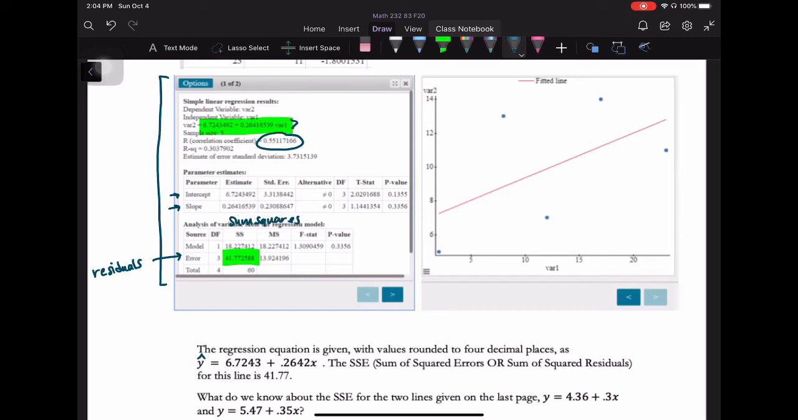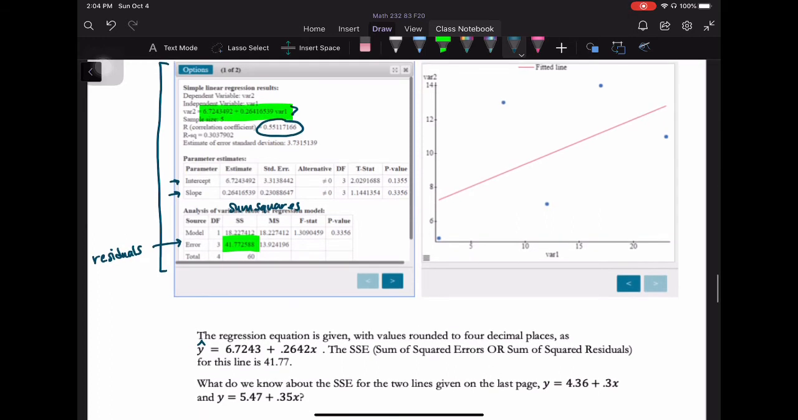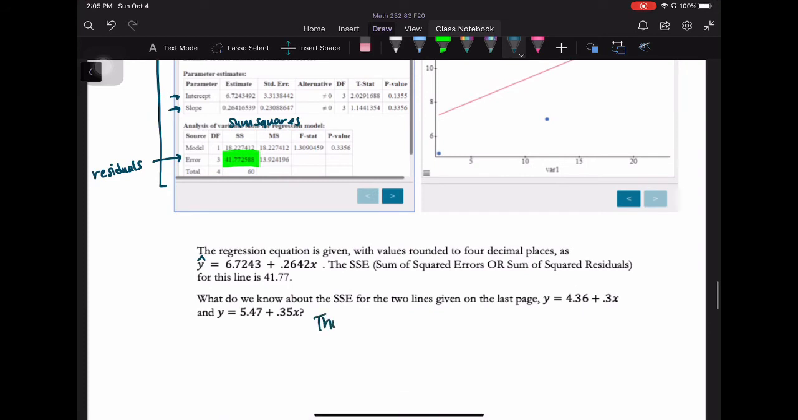What do we know about the SSE for the two lines given on the last page? Y equals 4.36 plus 0.3x, and y equals 5.47 plus 0.35x. What we know is that their sum of squares, because this is the line of best fit, are going to be greater. This line that the computer has calculated is the line of best fit. It is the one that we want to use. So any other line is going to have a greater SSE. It's a greater sum of squares.